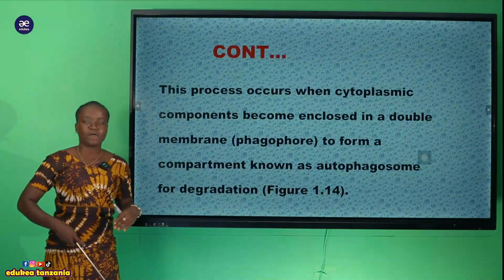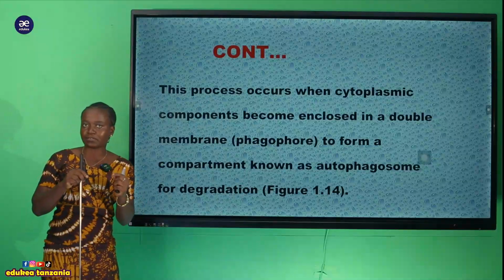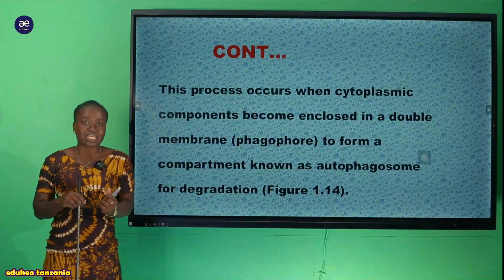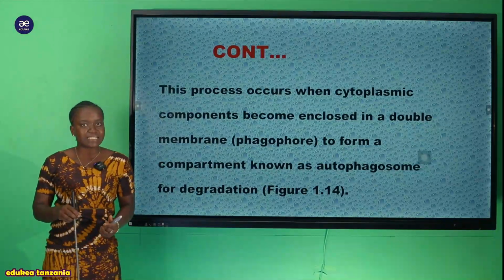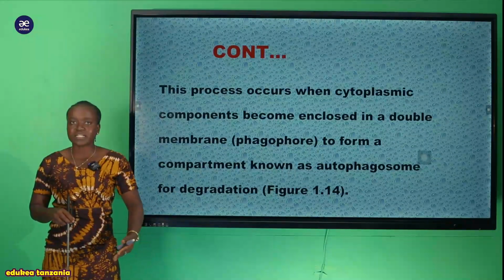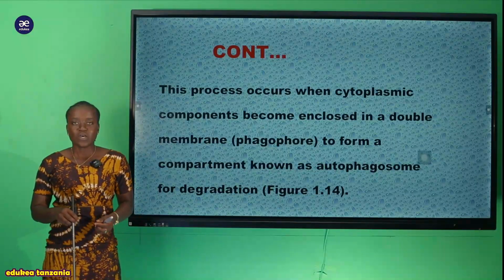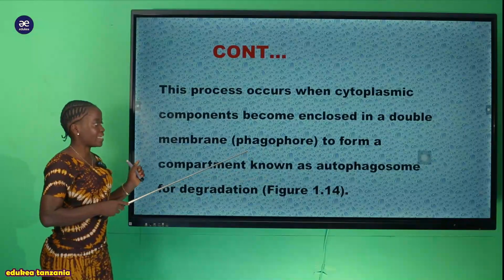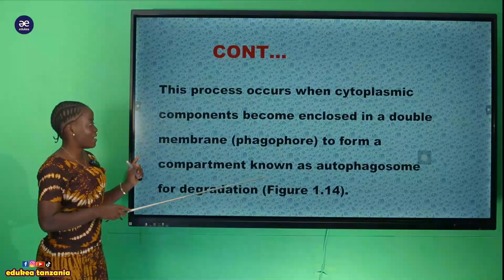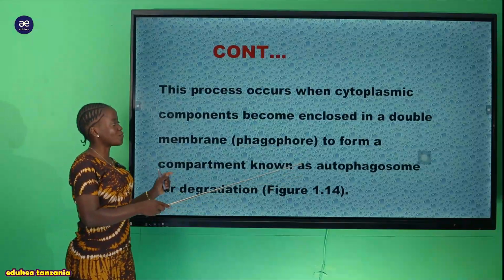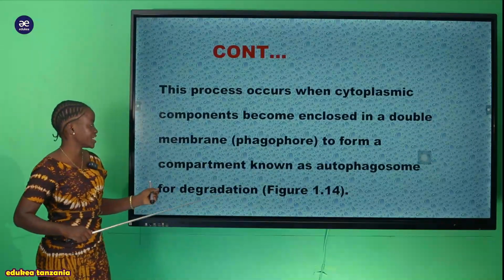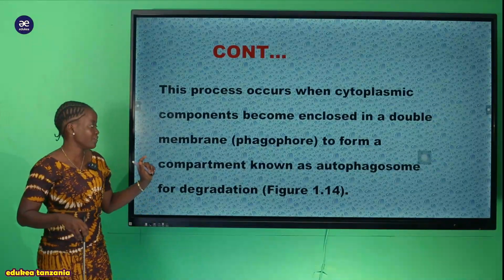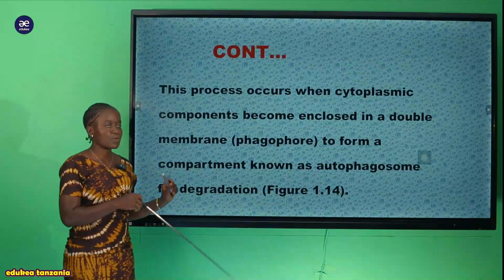So the process of ule muungano sasa uliokuwa kati ya hile cellular component, any kind of cellular component, it can be either Golgi apparatus, it can also be the endoplasmic reticulum, ribosomes and so on. So it comes closer to the cell membrane, ndipo ambapo inatengeneza hii kitu ambayo inaitwa phagophore, and thereby forms a compartment known as the autophagosome. So for degradation, ndipo ambapo ile process nzima ya degradation itatokea. All of this you're going to see in figure 1.14.